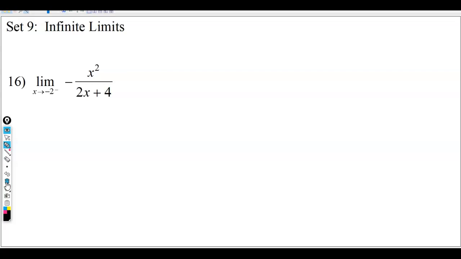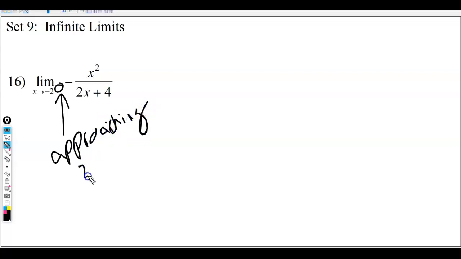is. Now, the other thing you might notice is there's a little negative here. That means we are approaching from the left. Okay. Now, the only way that we're going to be able to get this is with a table.